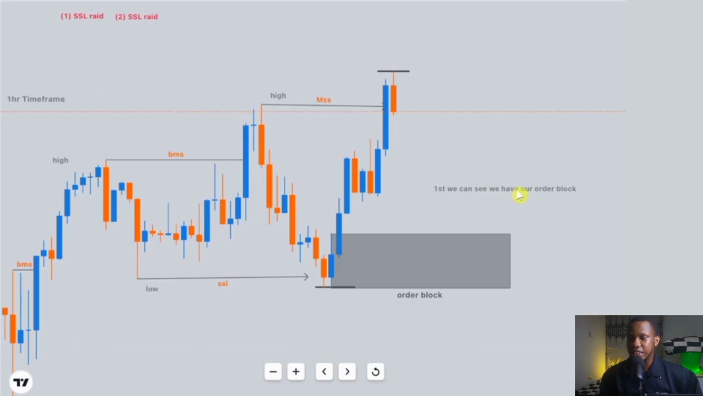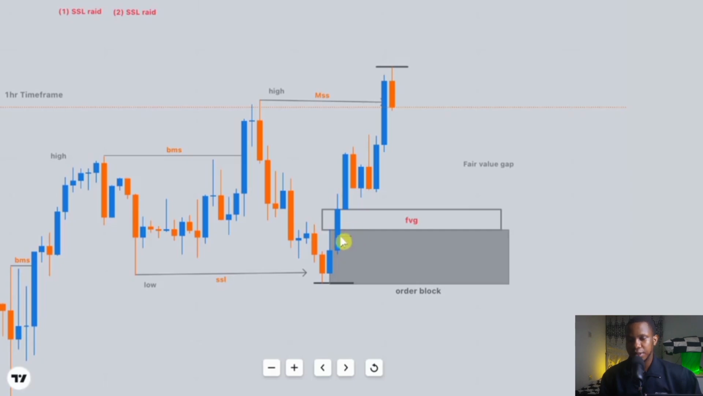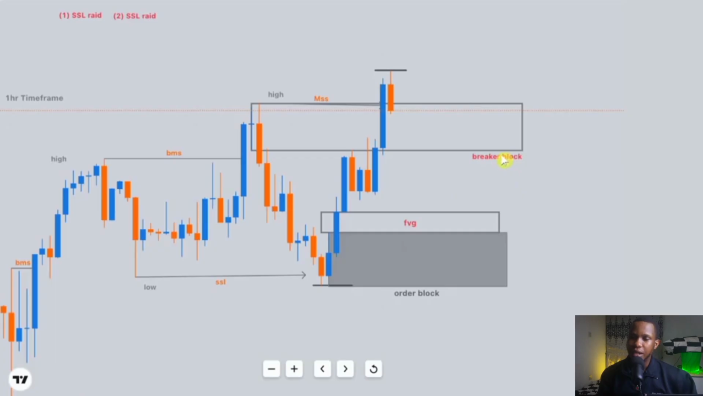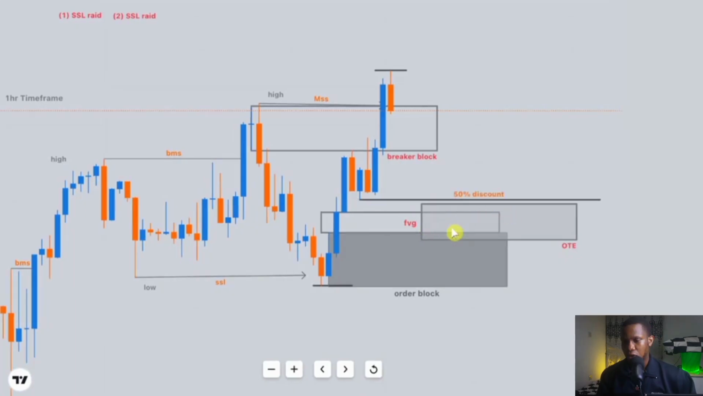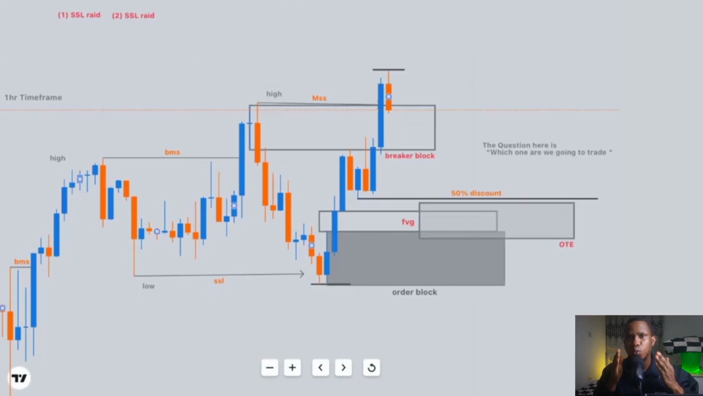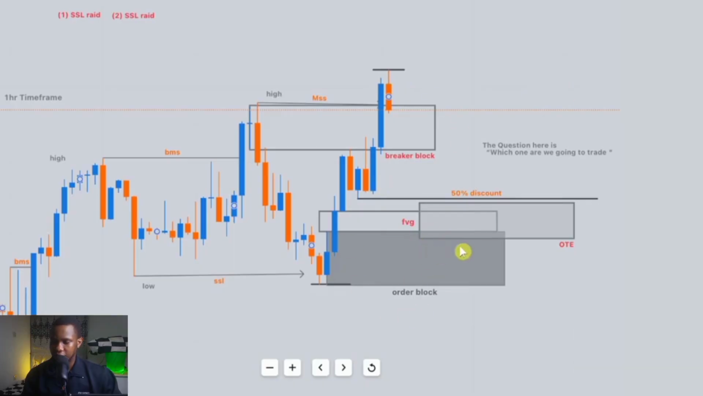First, we can see our order block, the last close down candle before this. See our fair value gaps, the first candle's high and the third candle's low. The breaker block, the last up closed candle before we move down, and the optimal trade entry, which is 0.618. Also we can see our 50% discount here as well. So the question here, guys, is which one are we going to trade, given that we have all of these to trade from?